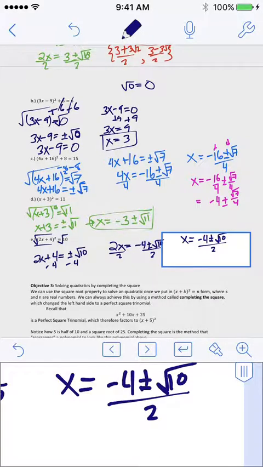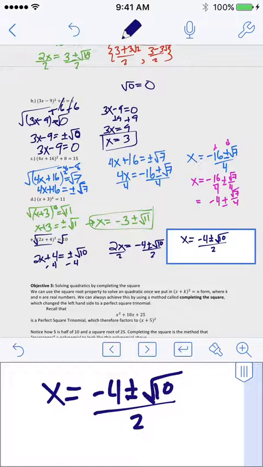And once again, I do not want to factor this down anymore because the 10 is under the radical. Just because 10 can be divided by 2 doesn't mean that it's on the outside, right? This is not 10, this is the square root of 10. Square root of 10 is 3.16, and 3.16 is not divisible by 2.